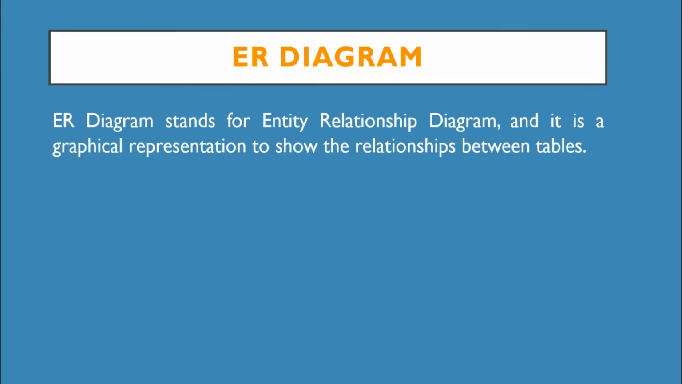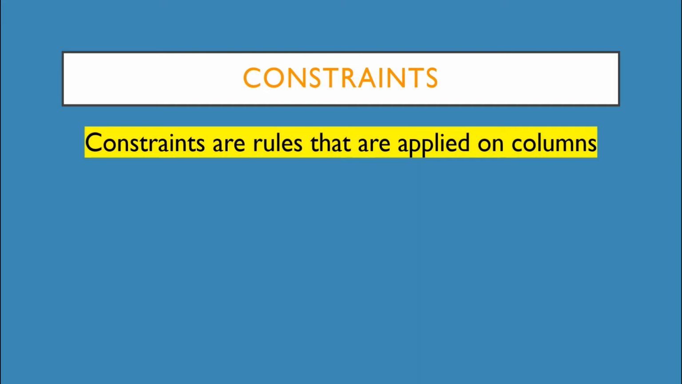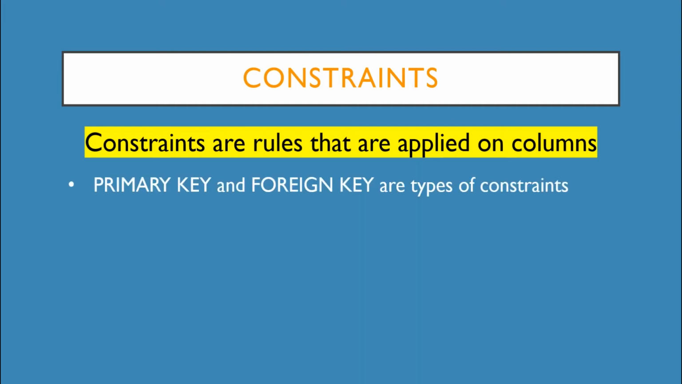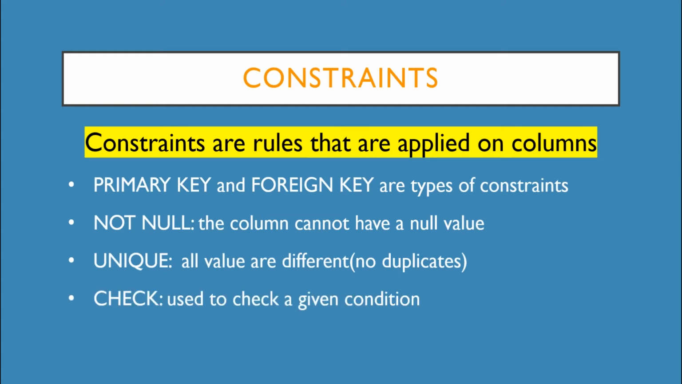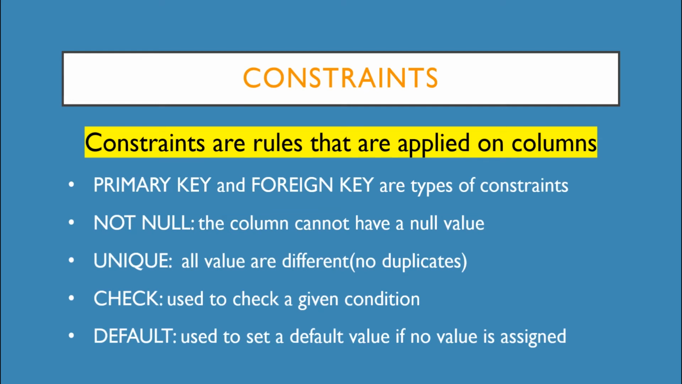Constraints. Constraints are rules that are applied on columns. Primary key and foreign key are types of constraints. When we say that this column represents a primary key, it is a type of constraint. We have not null constraints, which means that the column cannot have a null value. Unique, all values are different, which means no duplicates. Check, which is used to check a given condition. And we have default, which is used to set a default value if no value is assigned. For example, if the value is null, with the default constraint, you can give it a default value.